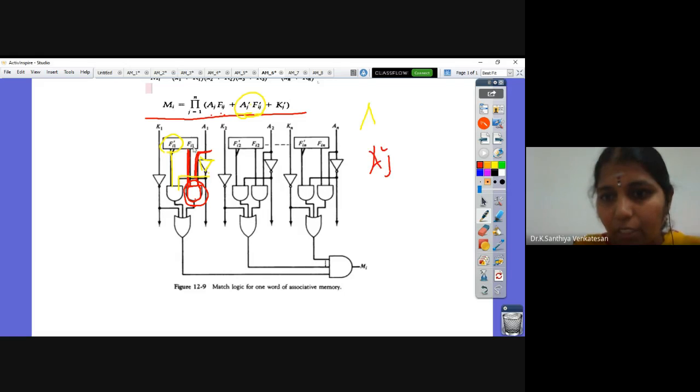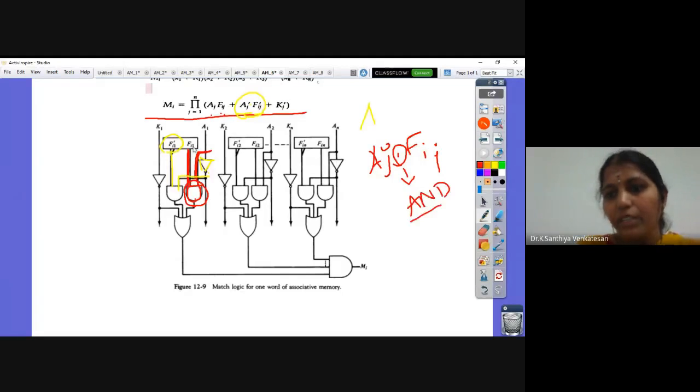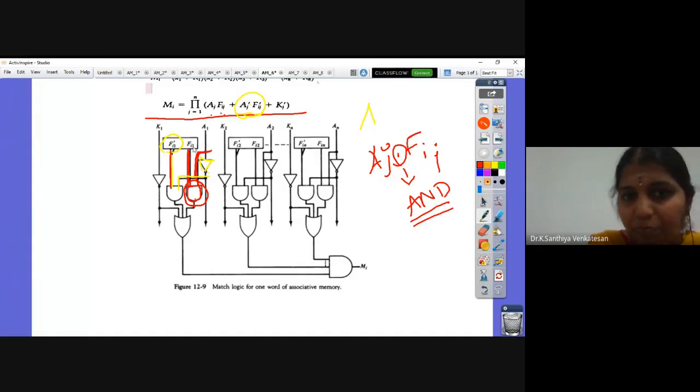That is AJ dot Fij. Dot is product, and product is nothing but AND form. If there is a dot, you should use an AND gate. So that is what is given here.